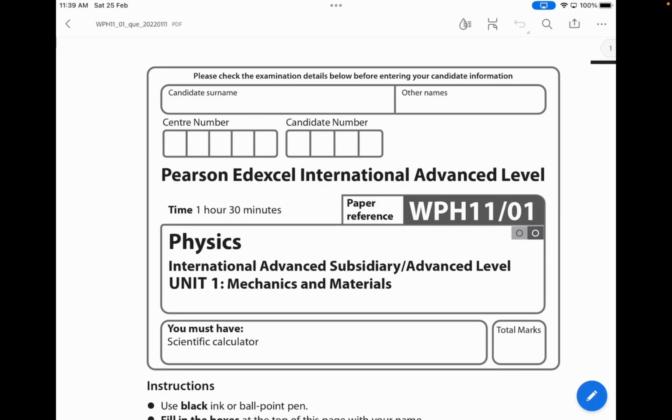Hello guys, today I'm just making a basic past paper walkthrough for the exam board Pearson Edexcel International Advanced Level with the paper reference code WPH11/01. The time for this paper is about 1 hour 30 minutes, and this is for the subject physics, with the Unit 1 Mechanics and Materials paper.